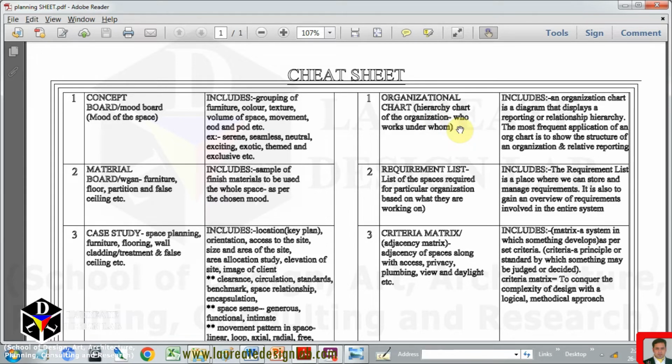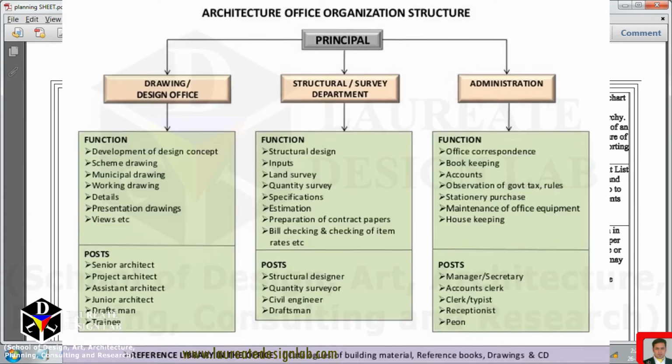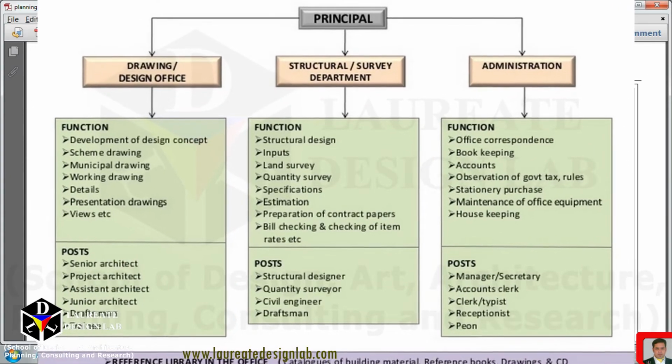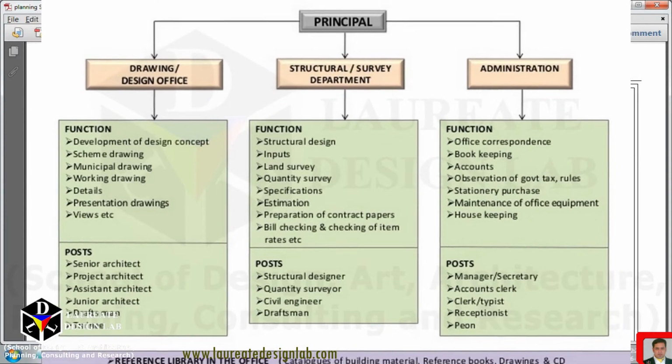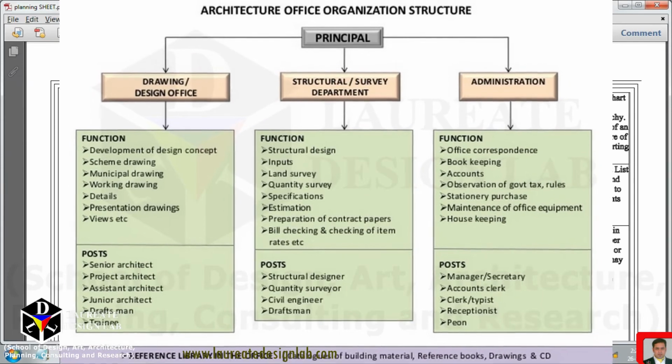Okay. Got the point? Yes. Because you'll have to give the priority in your design, even allocation of the space based on who is who.